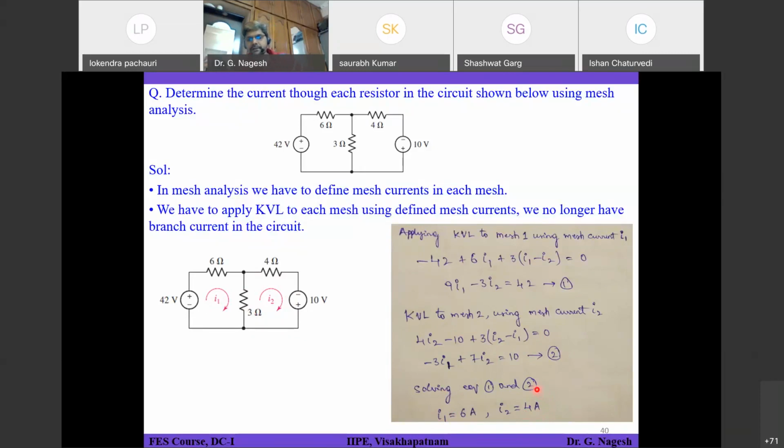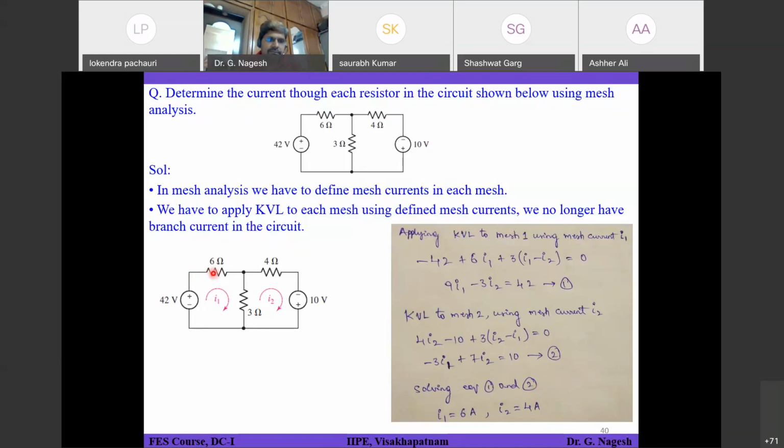Is it clear to everyone? Yes, sir. Now you remember that I1 and I2, what you have calculated using this mesh analysis, define the mesh currents. They are not the branch currents. They are mesh currents. Now my question is, what is the current flowing in the 6 ampere? If I ask you, what will be the current? 6 amperes.